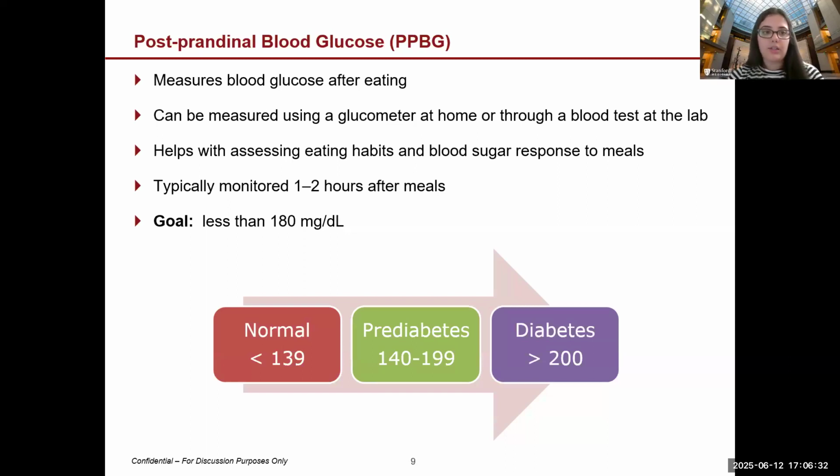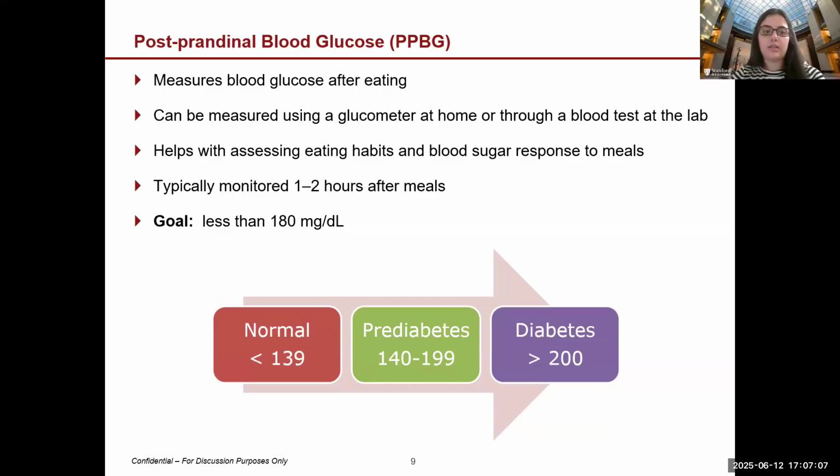A similar lab value we have is the postprandial blood glucose, which usually measures your blood glucose after eating. It can be measured using a glucometer at home or through a blood test at the lab. This will help us assess your eating habits as well as your blood sugar response to your meals. It's typically monitored about 1 to 2 hours after meals to see how meals affect your blood sugar.